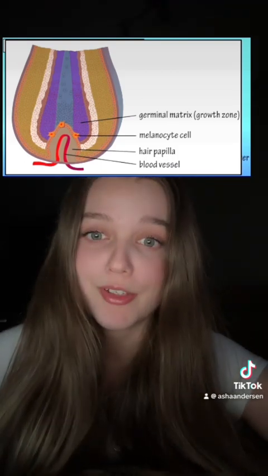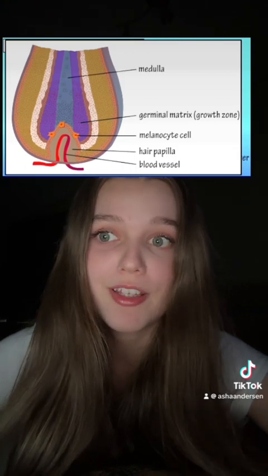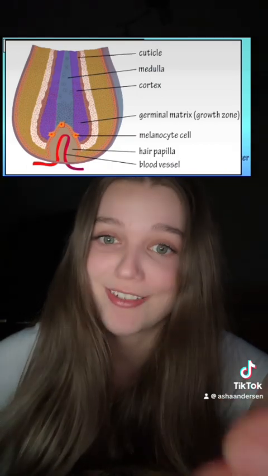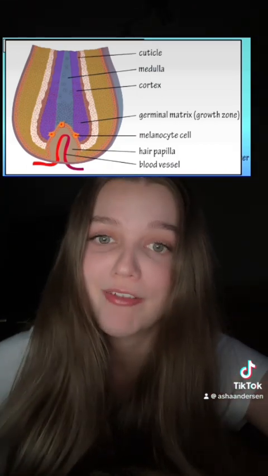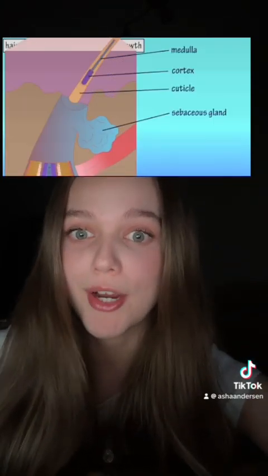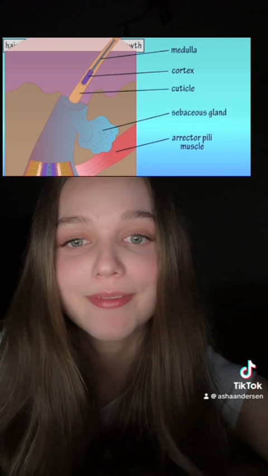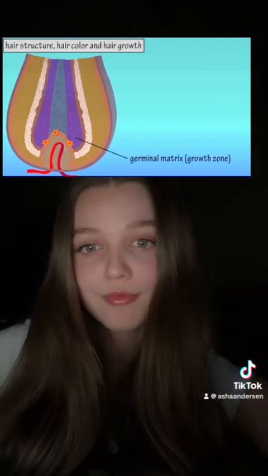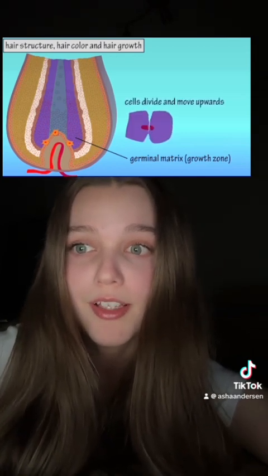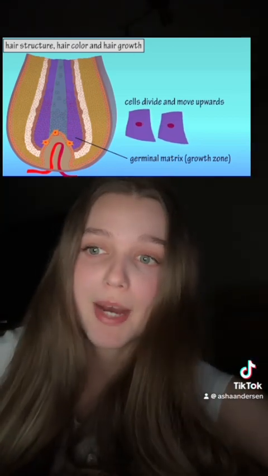This growth zone consists of epithelial cells that protrude into the germinal matrix, where the hair papilla, which is composed of connective tissue and houses nerves and blood vessels that nourish the germinal matrix. Melanocyte cells are also present in the germinal matrix. These cells are the ones that are responsible for hair pigmentation. They are very unique cells. These cells have unique membrane-bound organelles called melanosomes. So hair is formed by cells in the matrix.